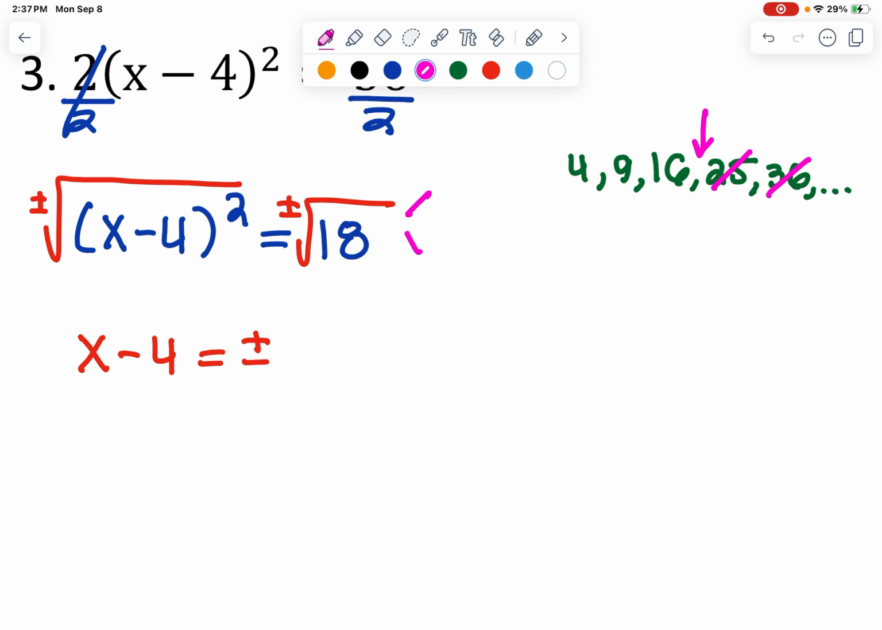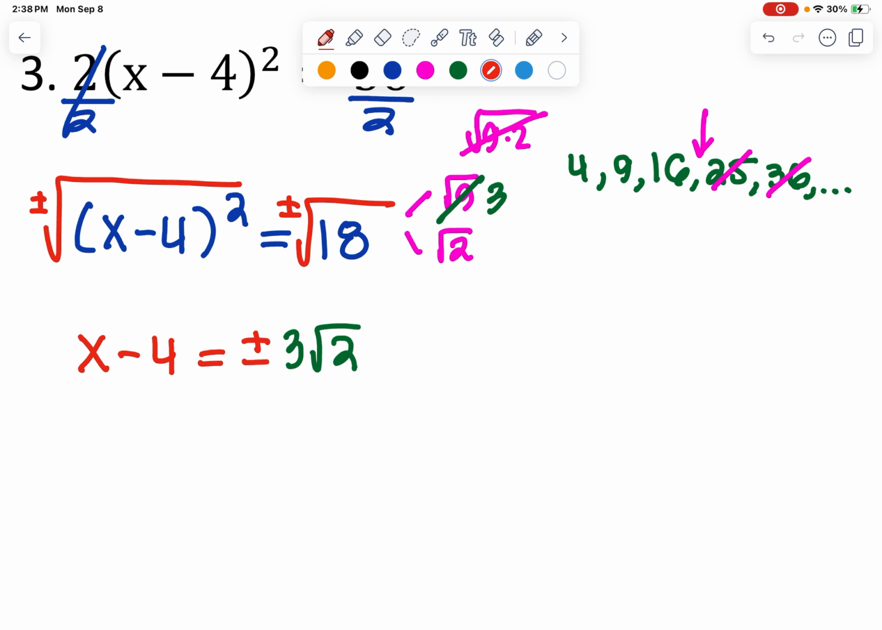So I'm going to say that root 18, 9 goes in there twice, but I don't do that. I just say root 9 goes in there root 2 times, and then simplify the one that you got from the list, which is a 3. So this is 3 root 2. So plus or minus 3 root 2.